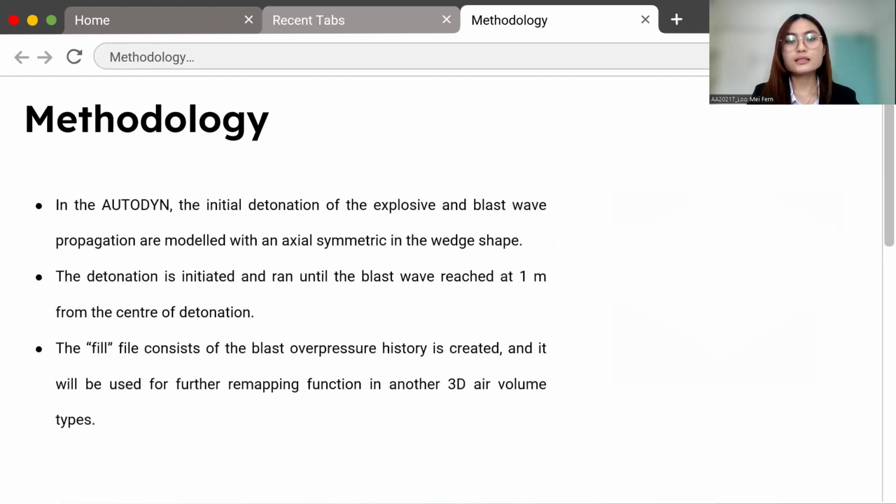In Autodyn, the initial detonation of explosive and blast wave propagation are modeled with an axial symmetry in the wedge shape. The detonation runs until the blast wave reaches 1 meter from the center, generating a field file for blast overpressure history. After validating the approach on a solid RC slab, simulations extend to sphere-voided RC slab using the same method.